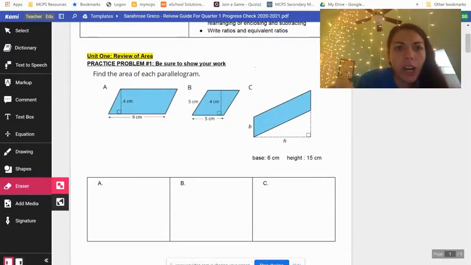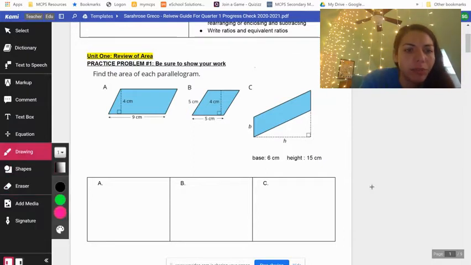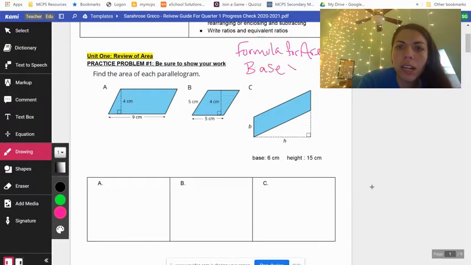the formula for finding the area of a parallelogram, it is, let's get in our drawing. Okay, I like pink, so I'm going to write in pink. Formula for area is base times height. So in this case, they tell me that my base is going to be 9 right there, and my height is going to be 4.